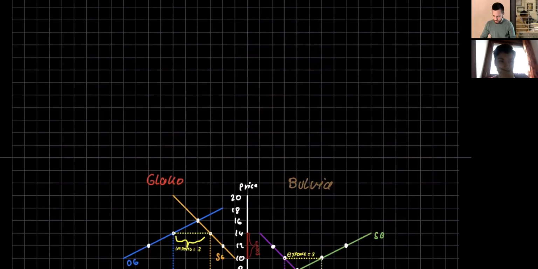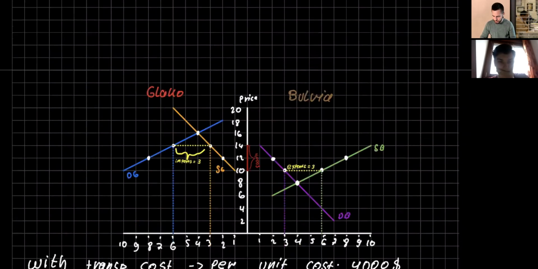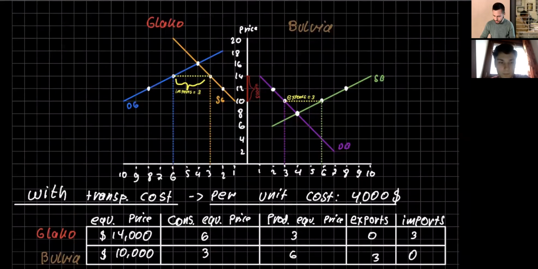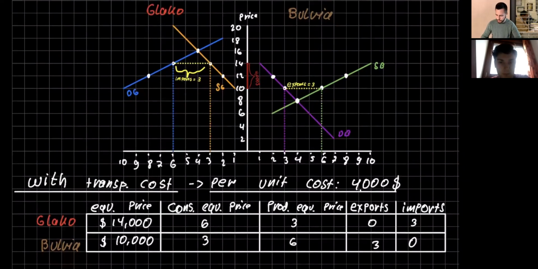Question 2 is the same. It just asks you with this per unit cost of 4,000, the transportation cost. So Justin will say a little bit about that.